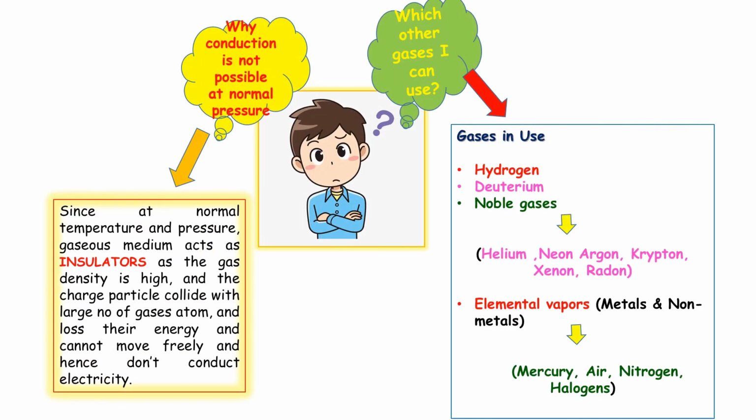I know what you are thinking about. Yes, it is important to understand why gases at normal pressure act as insulators. It is because as the gas density is high, the charged particles collide with a large number of gas atoms, lose their energy and cannot move freely, and hence don't conduct electricity. Now the second question. Yes, apart from hydrogen, you can use deuterium, noble gases, elemental vapors, etc.